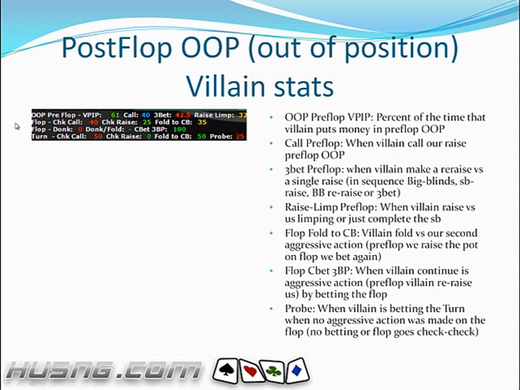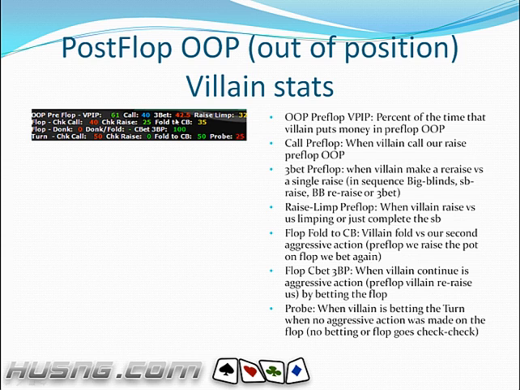Pre-flop and post-flop out of position villain stats. This row is for pre-flop stats and those 3 are for post-flop. Out of position pre-flop VPIP, the percent of the time that the villain puts money in pre-flop, whenever he flats, limps or raises. Call, when a villain calls or raises pre-flop out of position.